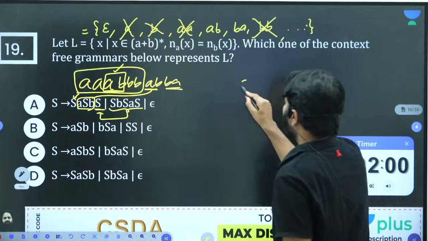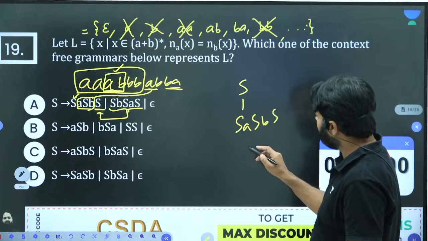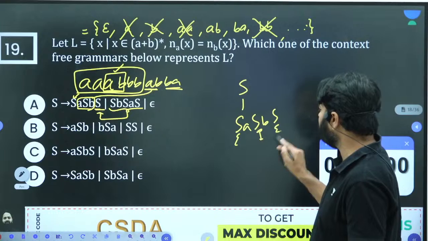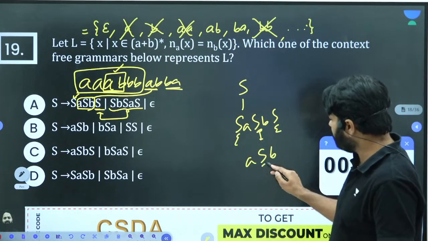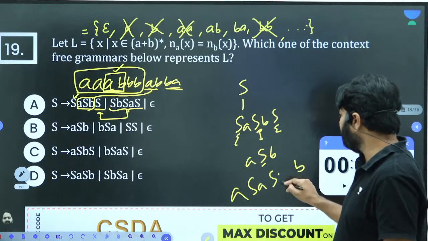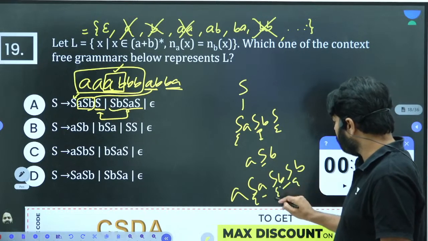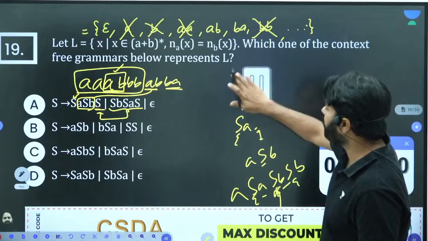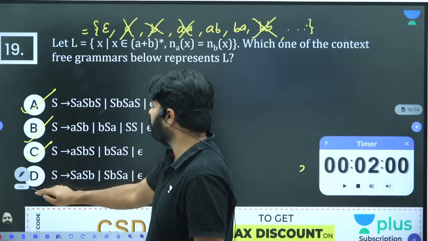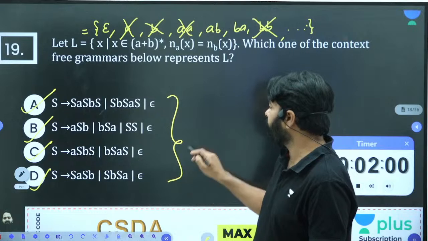How will I get it? S derives SASBS, and I want triple A here. So this S I'll put again with the same one. I'll put epsilon here, so ASB comes out, and this S I will put again with the same, and AB, SASBS. Now we got AB, right? Put epsilons here, or not this one, this one. Here, put again the same one, and triple A, triple B comes out. So anything is possible from option A, option B, option C, option D. The only thing is you should realize all of them are actually doing the same job.